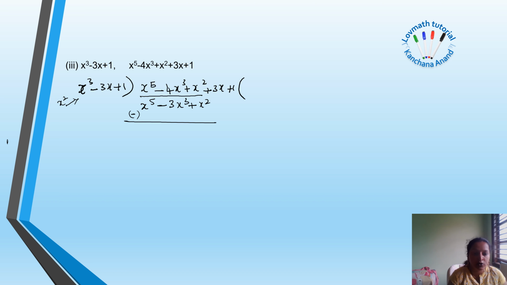Now let us subtract this. Here plus x to the power of 5 becomes minus x to the power of 5. Here minus 3x cube becomes plus 3x cube, and here plus x square becomes minus x square. Now x to the power of 5 and minus x to the power of 5 get cancelled. That means the value is 0. And here minus 4x cube plus 3x cube, the answer is minus x cube, and here also plus x square and minus x square get cancelled. Now let us take the remaining terms for further division, that is minus x cube plus 3x plus 1.